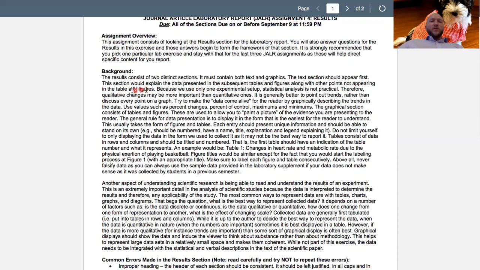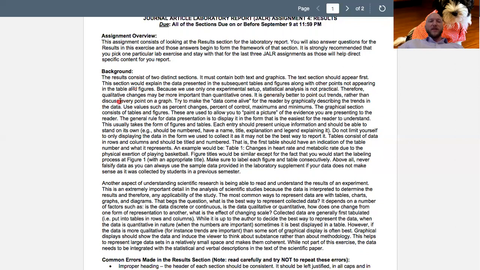This section would explain the data presented in the subsequent tables and figures, along with other points not appearing in the tables and figures. Because we use only one experimental setup, statistical analysis is not practical. Therefore, qualitative changes may be more important than quantitative.